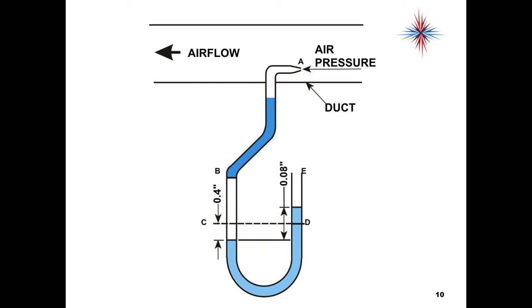By the way, there is an error on the PowerPoint here. If we're pushing down 0.4, the other side goes up 0.4. That is a 0.8, not a 0.08. Now, how much of that is in PSI? Remember, 1 inch water column is 0.04 PSI. So that's a really small number at this point.